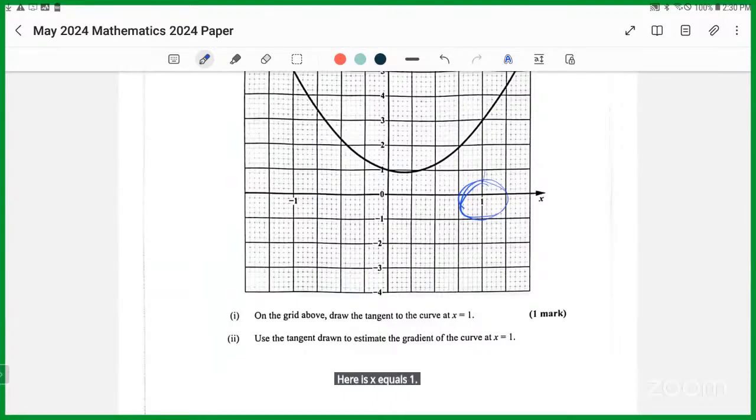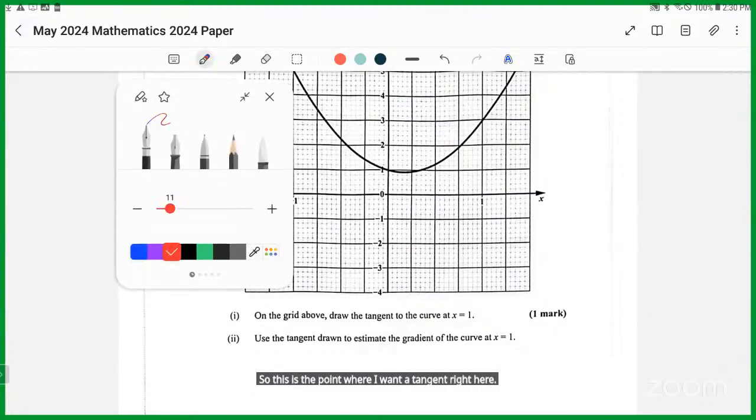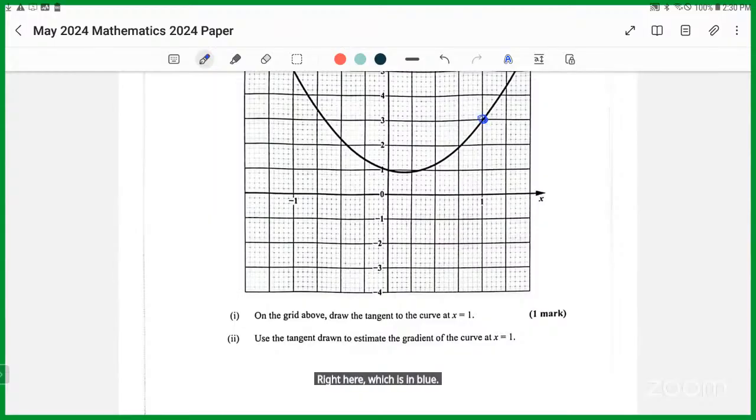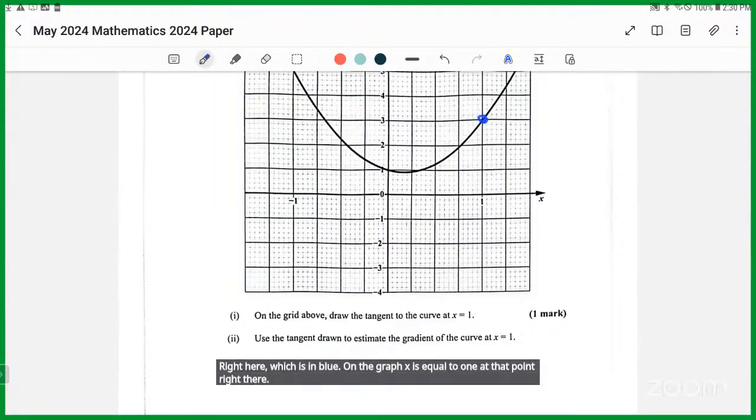On the graph, x equals 1 is this point. So this is the point where they want the tangent right here. Right here, put it in blue. On the graph, x is equal to 1 at that point right there. They want a tangent at that point.